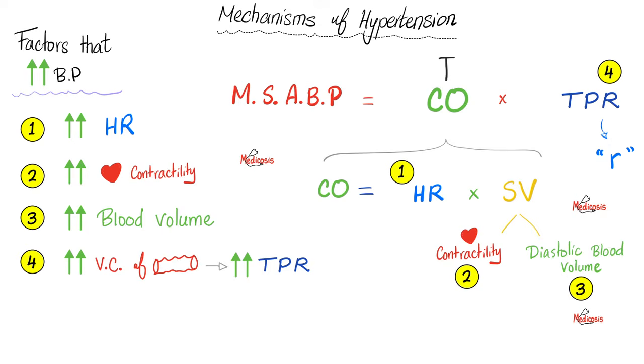So why would a patient have high blood pressure? Maybe it's high cardiac output, and maybe it's because of a high total peripheral resistance, which depends on the radius of the artery. And cardiac output is what? Heart rate times stroke volume.